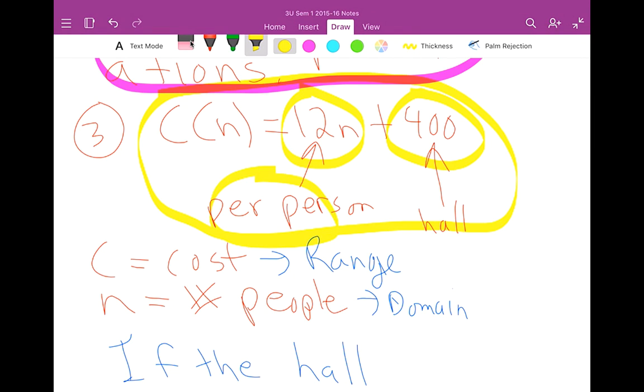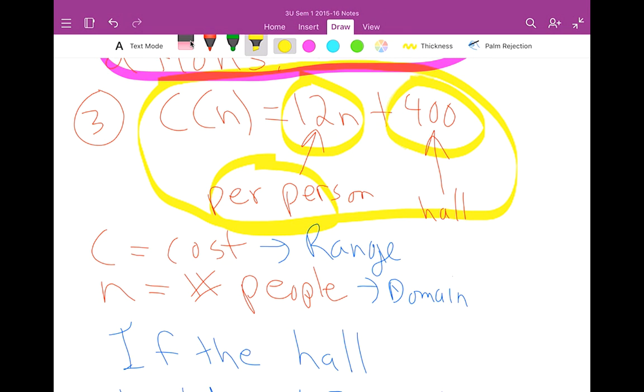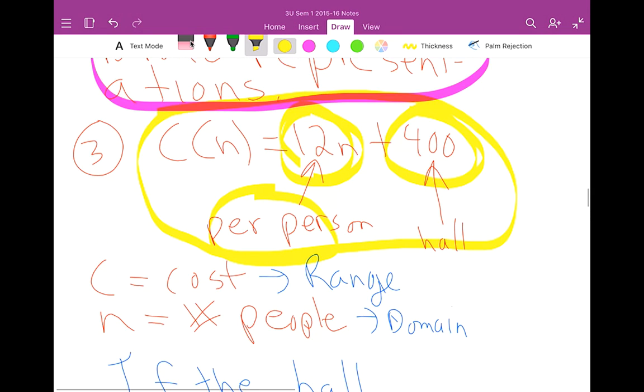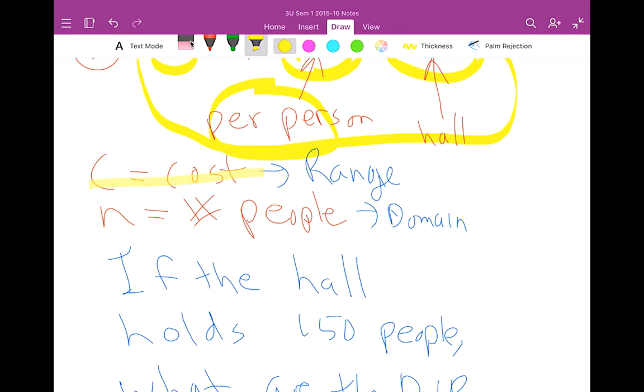So there's your equation. It's a linear equation. Starts at 400 and the slope is 12 over 1. So in this case, your y values are always your range, right? So that means cost is the y value. So that's your range. And that means your domain is the number of people, which is the number of meals.